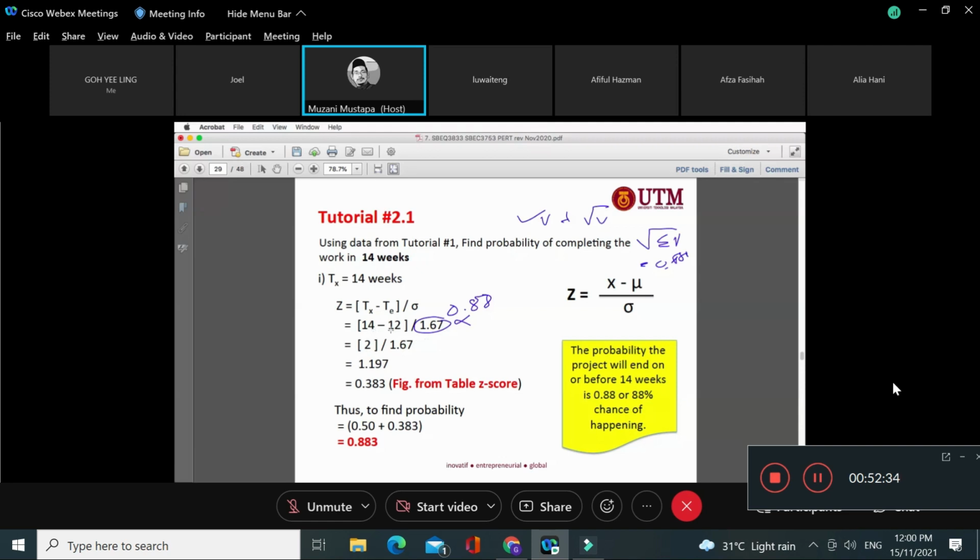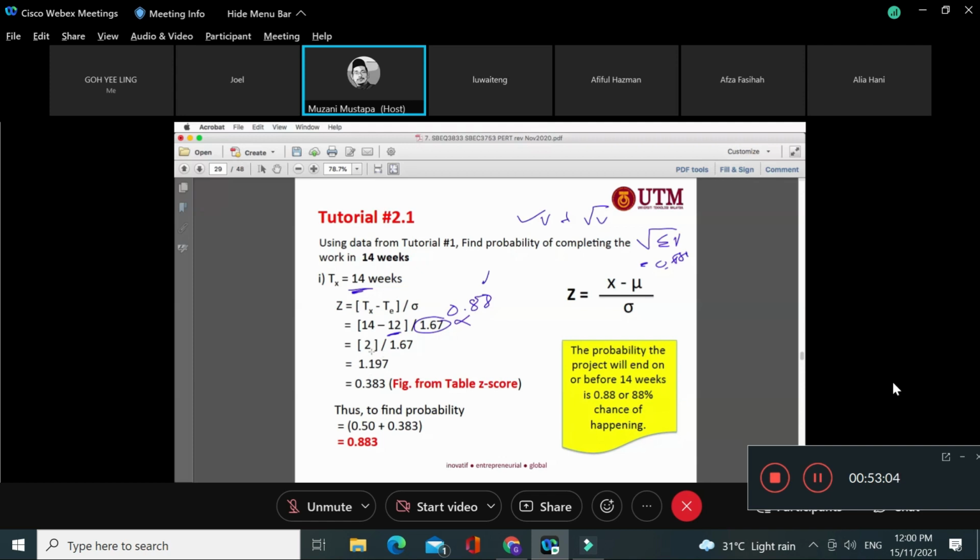So 14 minus 2, 12 comes from where? TX is 14, TE, E stands for what? The estimated time duration to complete, 12 weeks. So 12 weeks divided by 1.67, the sample here. The right calculation is 0.88. You can erase this and calculate what number you get here. I don't want to erase it because I want to refer to my Z score table directly.